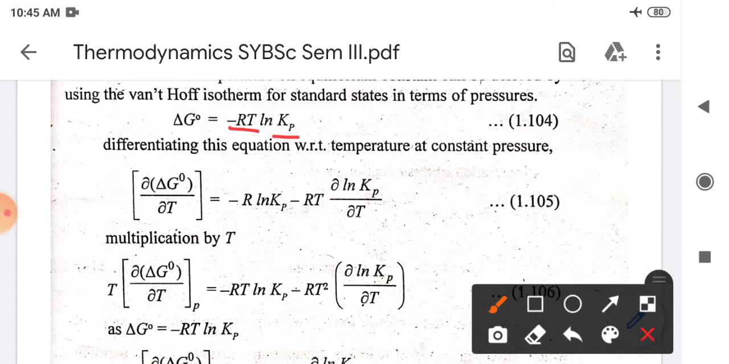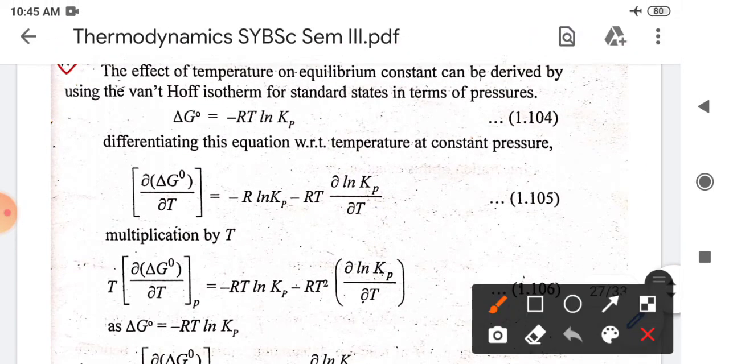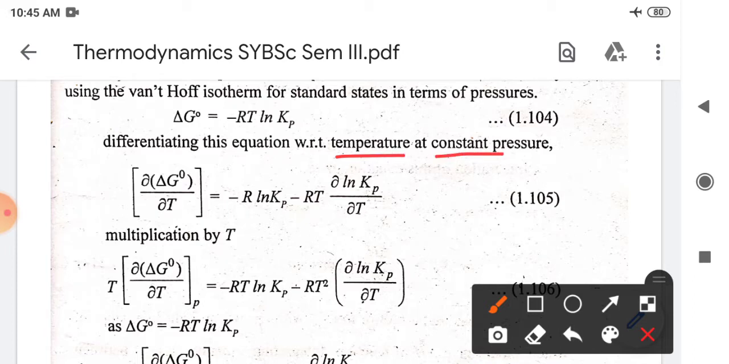This is the standard equation for the Gibbs free energy. Now, in order to find this Van 't Hoff isochore, we just need to differentiate the above equation with respect to temperature at constant pressure, that is, ∂/∂T of ΔG° = -RT ln Kp.